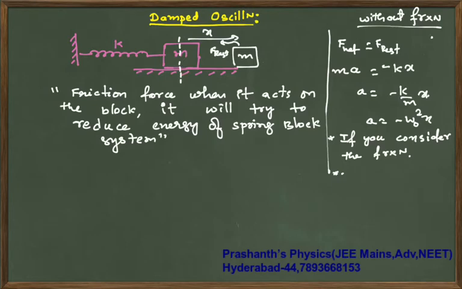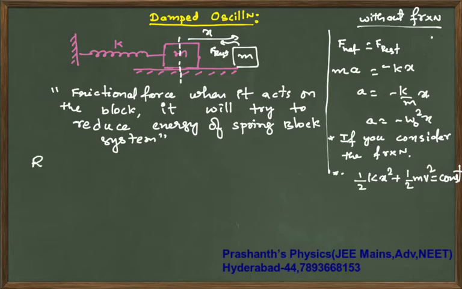Once energy is reduced, before, without friction, you could write half kx square, which is the spring potential energy, plus half mv square, the kinetic energy, and total energy is constant. But you cannot write that now, because the frictional force will reduce the energy, so eventually oscillations will die out. Reducing energy in the sense it will reduce the kinetic energy, and if kinetic energy is decreasing, automatically potential energy will decrease. So energy will be reduced.